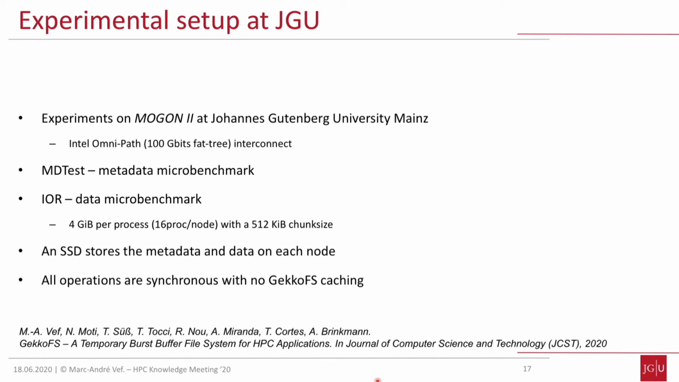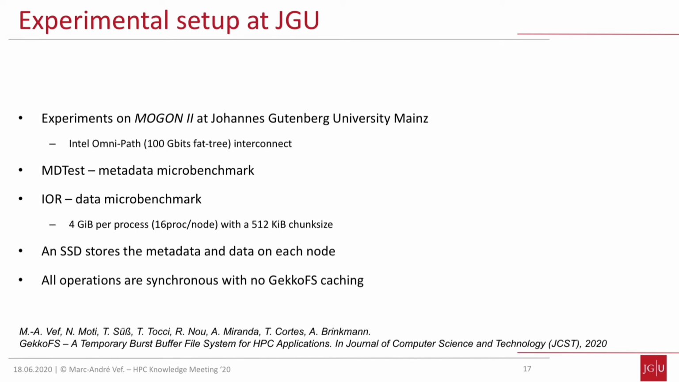In terms of general performance results, we ran some benchmarks on the MOGON II supercomputer at the University of Mainz, which uses a 100 gigabit Omni-Path network. In this case, we want to show you how fast GekkoFS can go, how many metadata operations can be done per second, and how the data throughput looks like and how it scales with the number of nodes. MOGON II has SATA SSDs available at the compute nodes, which we use to store metadata and data. All operations are synchronous and there's no GekkoFS caching involved.